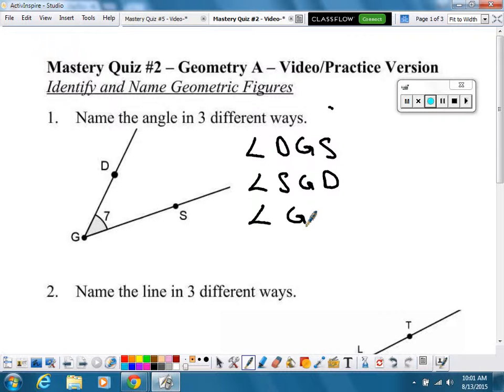And you'll see also that there's a number in the interior of that angle. We can also use that number as a name and call it angle 7. So those are 4 different ways that you could name that angle.